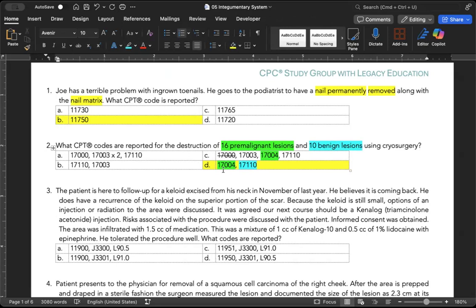And then the 17110, if you look at that code description, that is for the destruction, again, laser, electro, cryo, chemosurgery, or surgical curettement of a benign lesion other than a skin tag, up to 14.